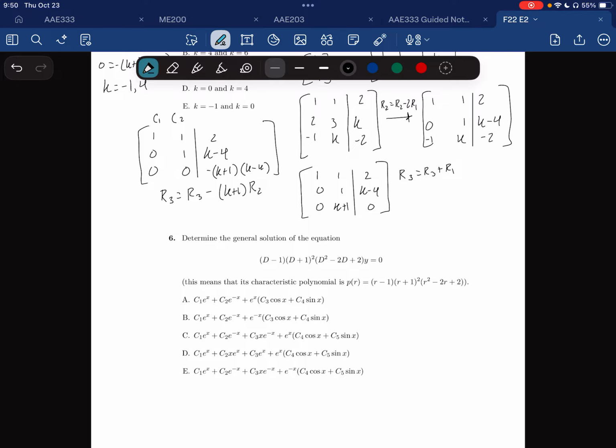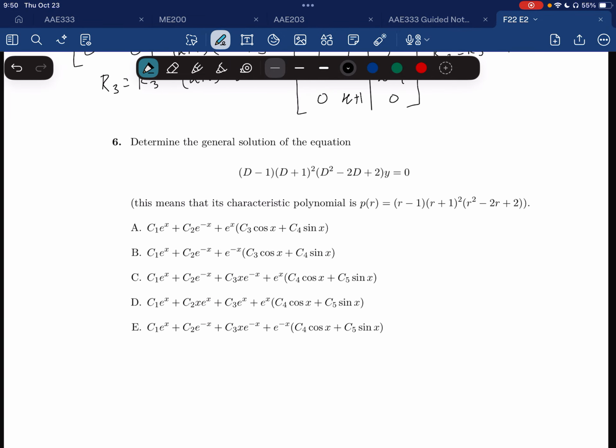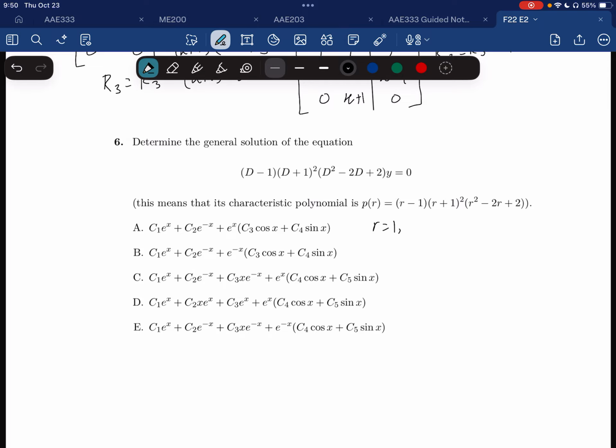They give you your characteristic polynomial, nice of them, and they just want us to find the generic solution of this differential equation. So what are our roots? We have r equals 1, -1, with a multiplicity of 2. And then this is some quadratic that I will solve later.